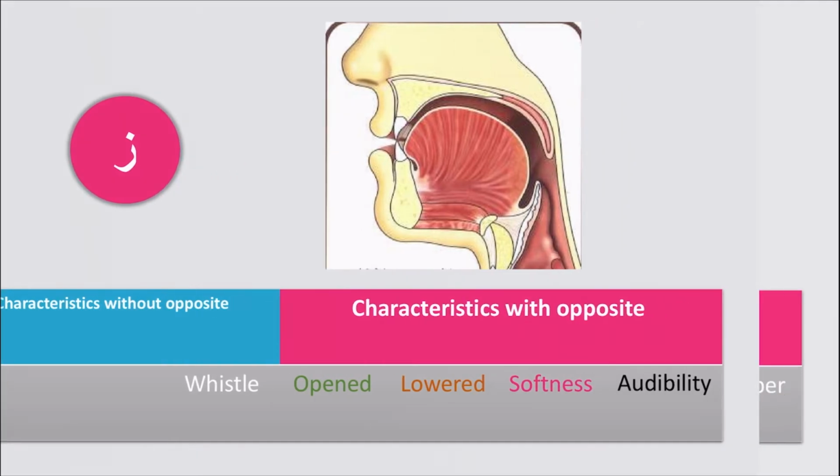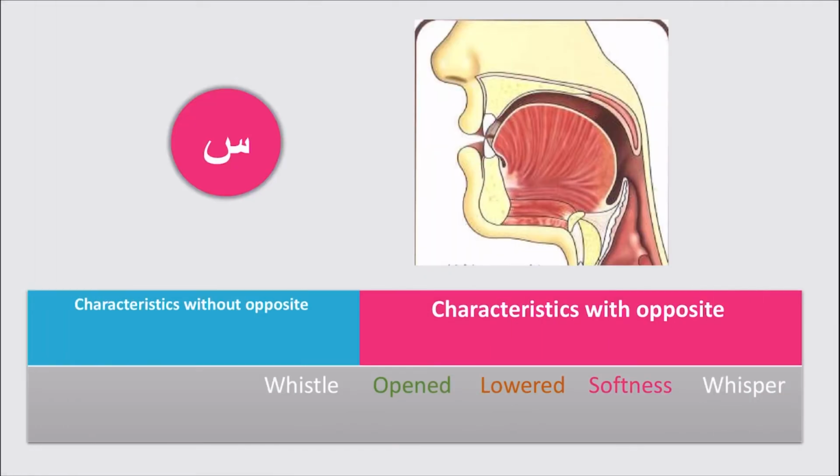The next letter is letter Seen, and letter Seen is articulated from the tip of the tongue with the lower teeth, or the inner part of the lower teeth, like this part, and the sound is escaping between the upper and lower teeth, and it is characterized by openness, no compression inside, lowered, the sound is going down, no need for elevating the back of the tongue and no need to elevate the sound up. The softness, so the sound is running like S, like this.